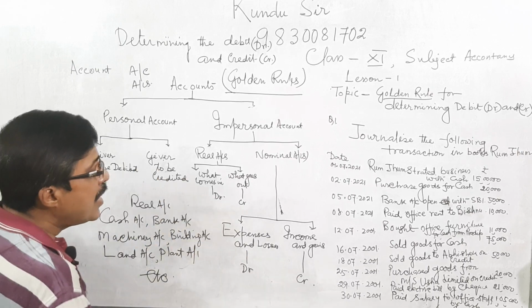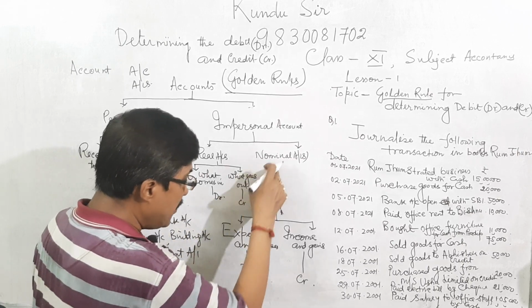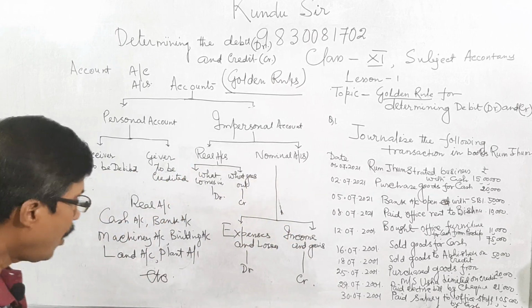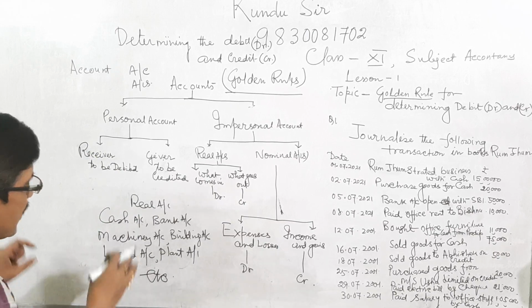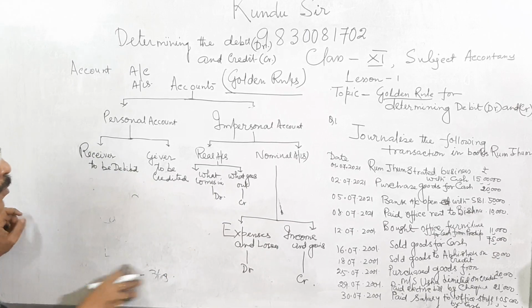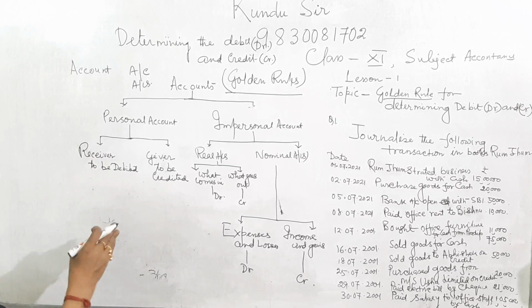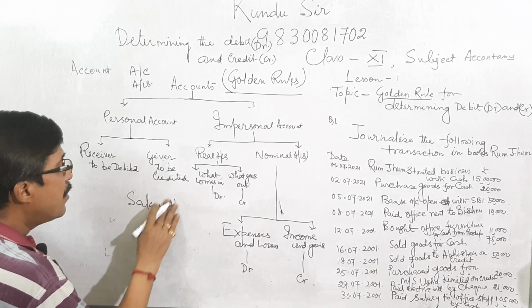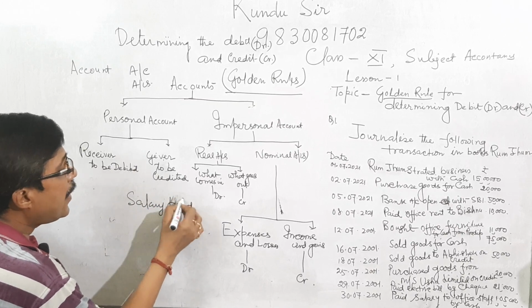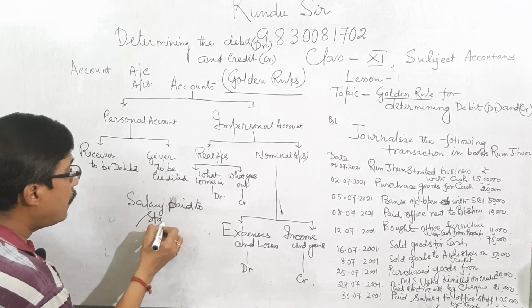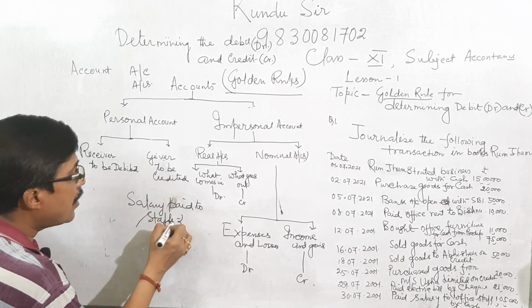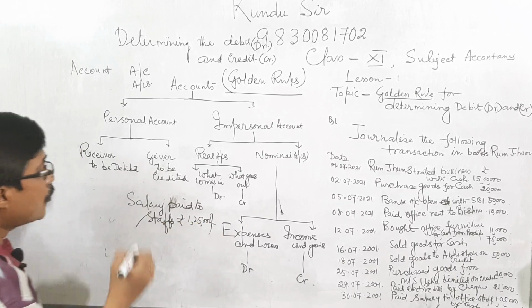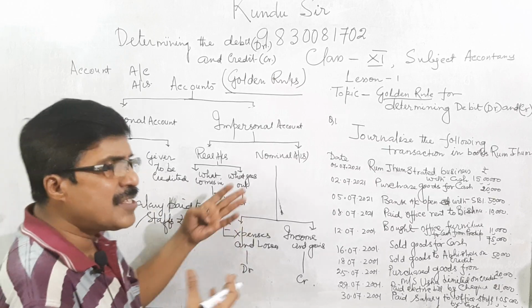Now nominal account: expenses and losses are to be debited, income is to be credited, in the journal. So we are giving some examples of nominal accounts. Salary paid to staff, rupees 1,25,000. So what will be the entry? Salary is a nominal account.